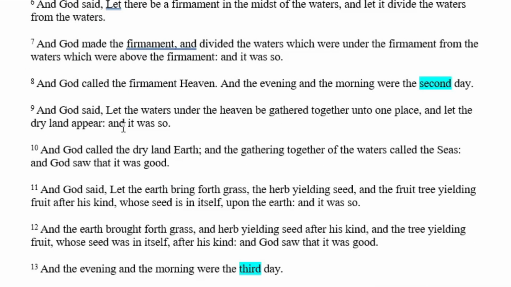3rd day. And God said, let the waters under the heaven be gathered together into one place, and let the dry land appear. And it was so. And God called the dry land earth, and gathered together the waters called seas. And God saw that it was good. And God said, let the earth bring forth grass, the herb yielding seed, and the fruit tree yielding fruit after his kind, whose seed is in itself upon the earth. And it was so. And the earth brought forth grass, herb yielding seed after his kind, and the tree yielding fruit, whose seed was in itself after his kind. And God saw that it was good.